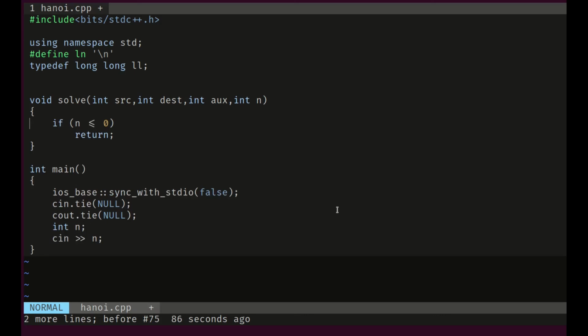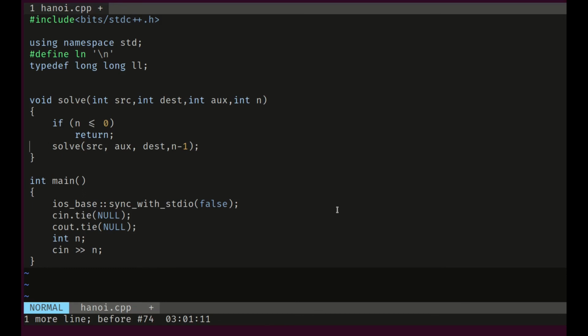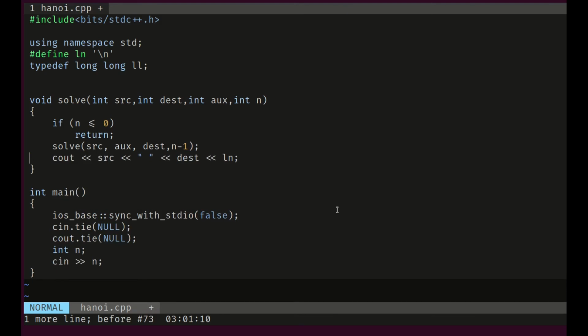Then, as we said, in order to move the largest disk, we need to get rid of all disks that are on top of it. That is to say, we need to move n-1 disks from source to auxiliary using destination, and then our largest disk will be free to move. Then we can move it from source to destination, performing our first move. So this will output a move from source to destination.